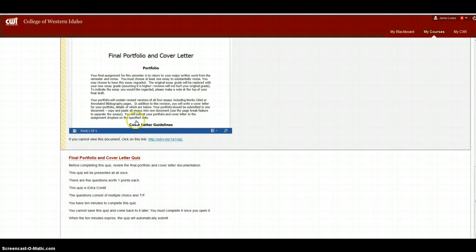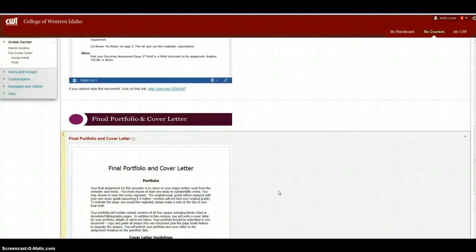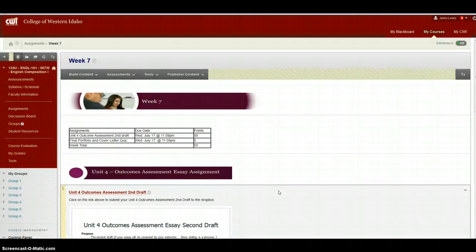So in addition to the final portfolio information here, you just need to take a brief quiz, and this is extra credit. I accidentally had 5 extra points, so completing this will give you some extra credit. So I'll have to manually go in and see who completed it, but that will give me some extra points in the grade book. So that's all you have to do this week.